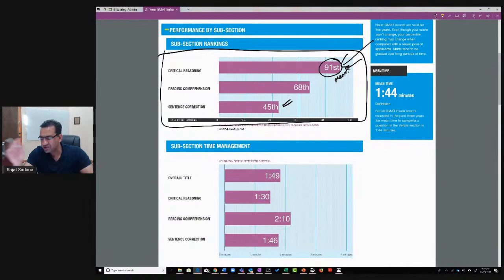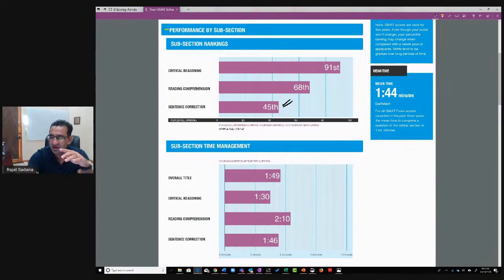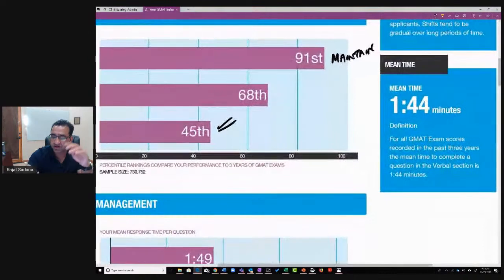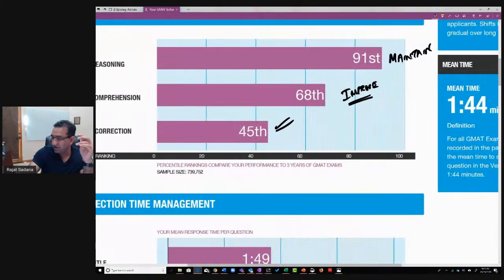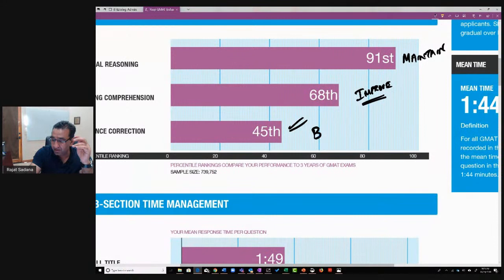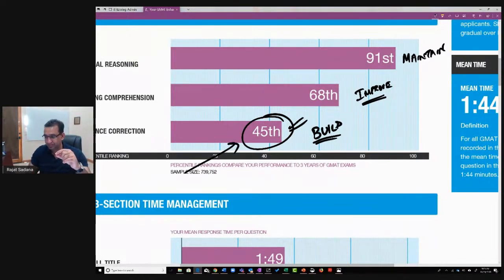So if I were to really just look at this data point, and these three data points are probably the most powerful set of data points that you need to really get to, what I would really say from here is that when it comes to CR, I need to maintain my performance. And let me just zoom it in. Over here, I need to improve. I already have a foundation, I need to improve. And then here, I need to build. The guy may have started concepts, but the very fact that it's 45th percentile means the person needs to build his ability. Okay. That's how I would infer this.